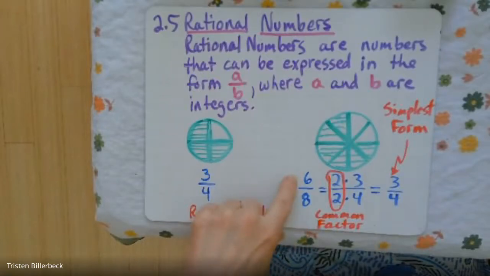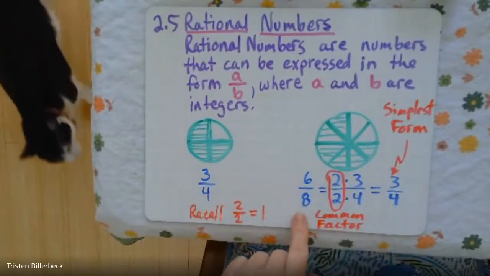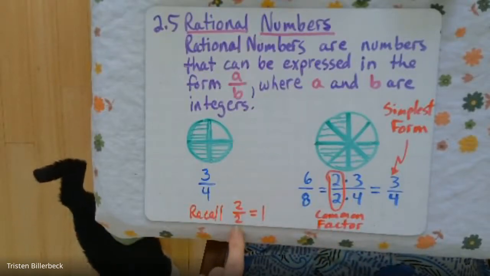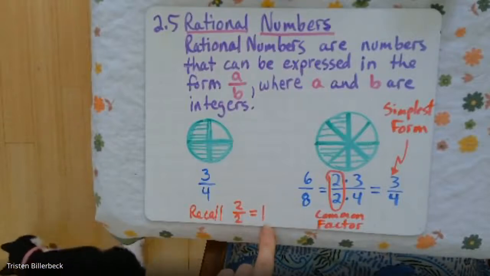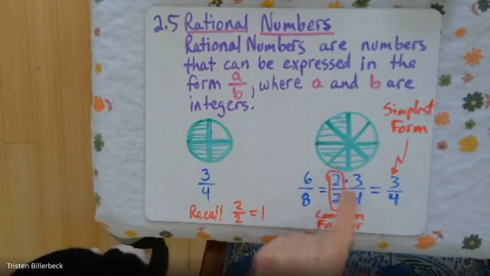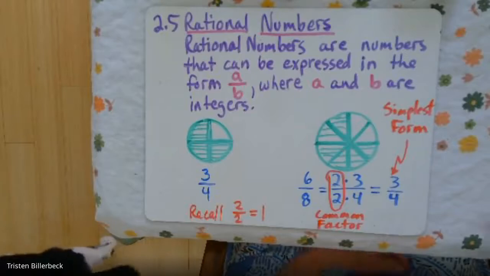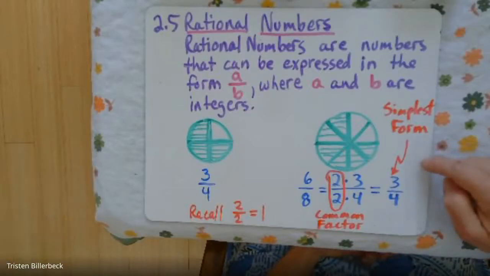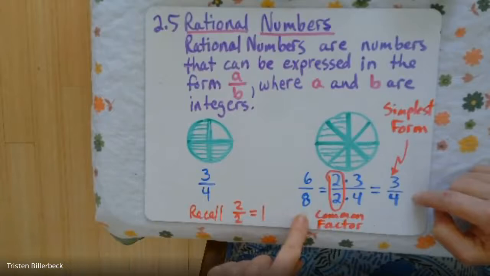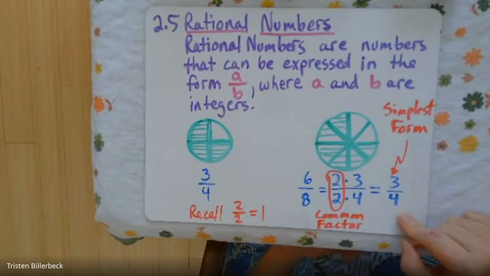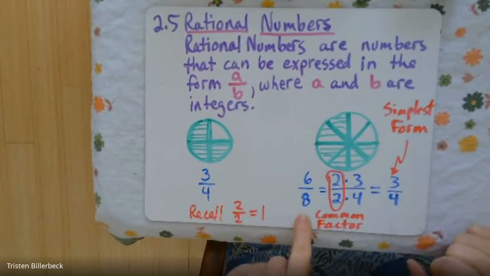When we break this into prime factorization, 2 times 3 equals 6, and 2 times 4 equals 8, and they have a common factor here. We know 2 over 2 equals 1, so we can multiply 1 times 3 over 4, which is just 3/4. So this is the simplest form of this fraction. When we are given a problem, we write the answer in simplest form, so you won't get it right if you leave it in an unsimplified form.